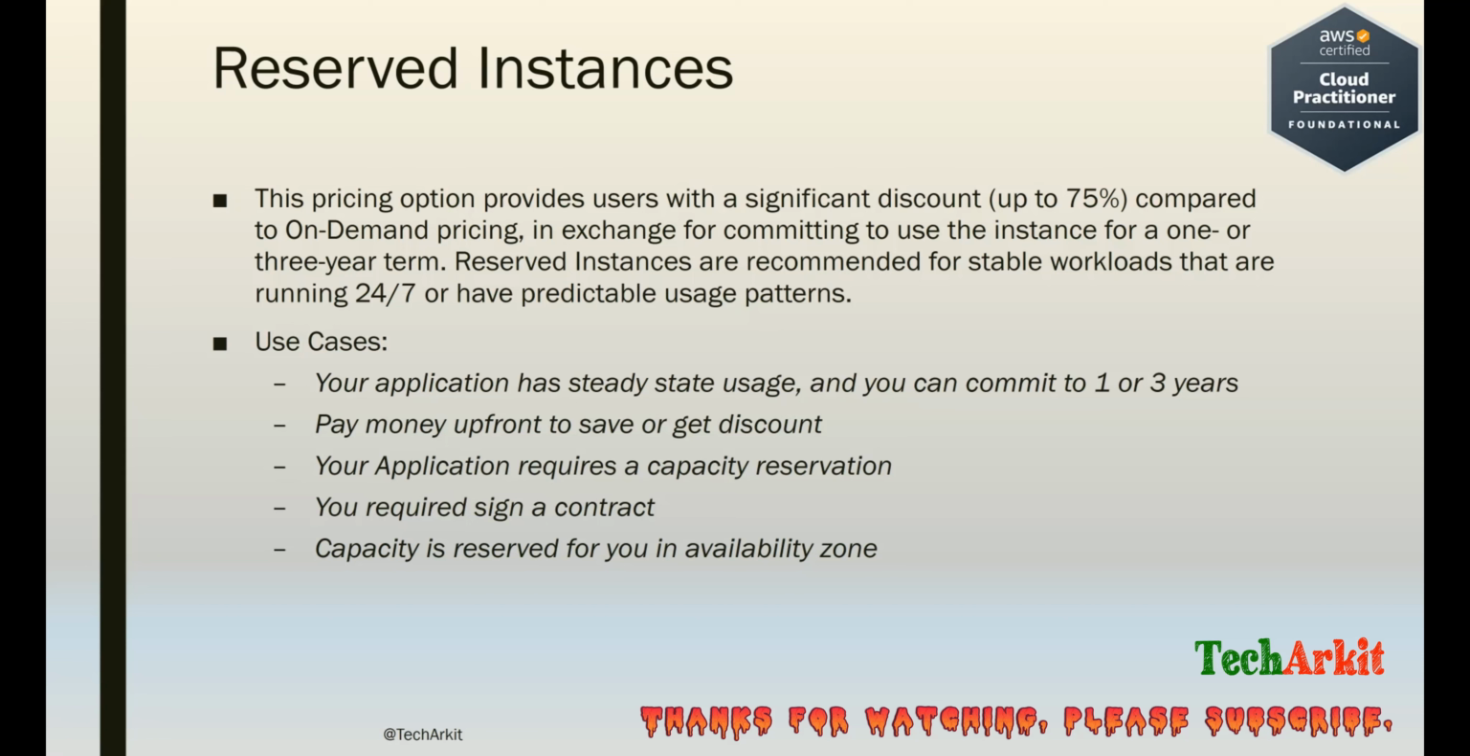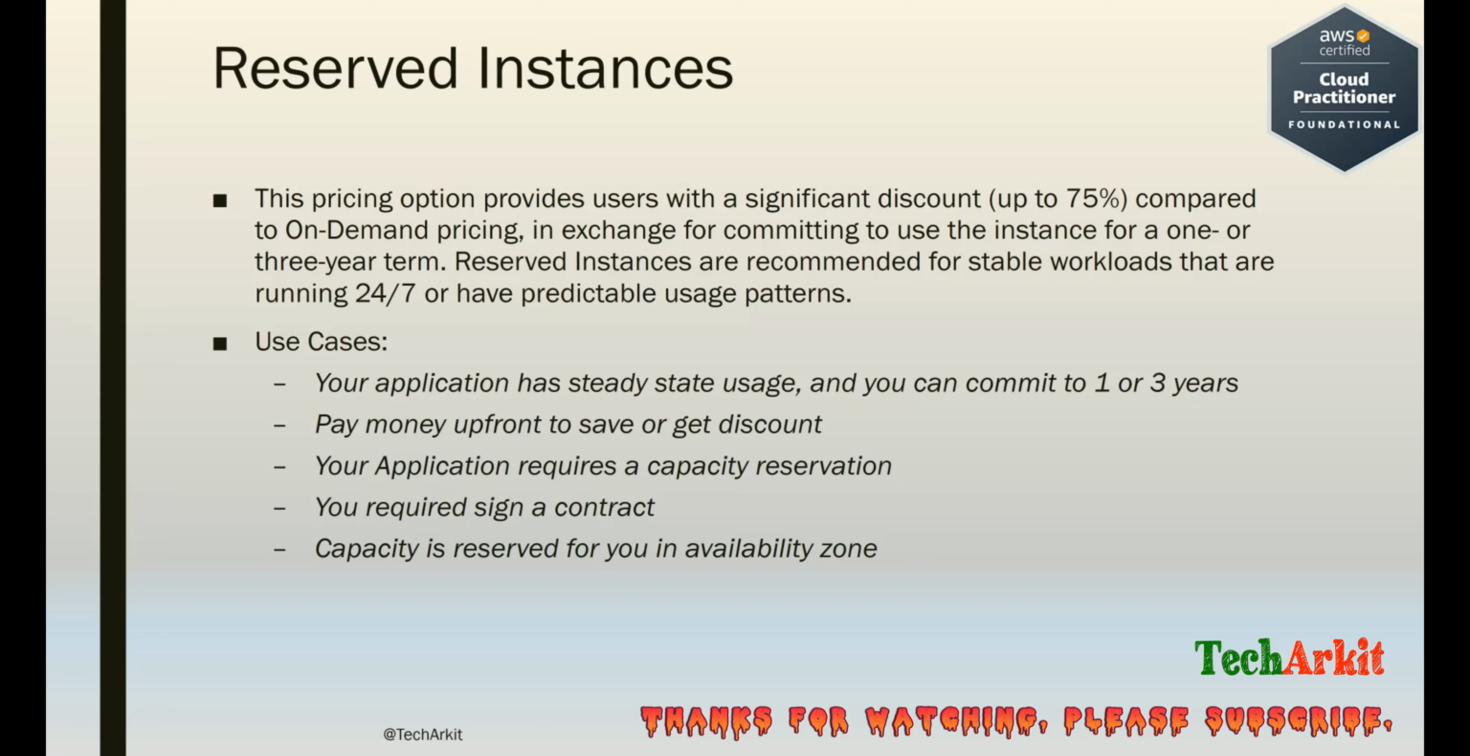So this is a predictable load where your applications use this much CPU, this much RAM, and this much processing compute. So you have some predicted loads. Then you can say, take the instance sizing and reserve that for 3 years. So that is the commitment, and that way you get more savings on that utilization. Reserved instances are recommended for stable workloads that are running 24/7 or have predictable usage patterns.